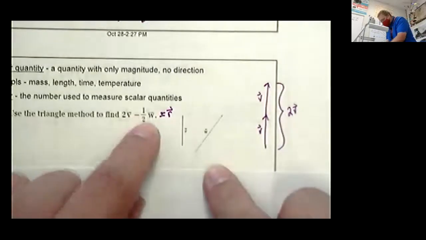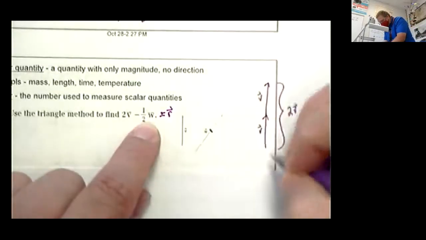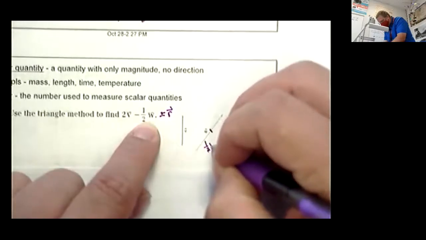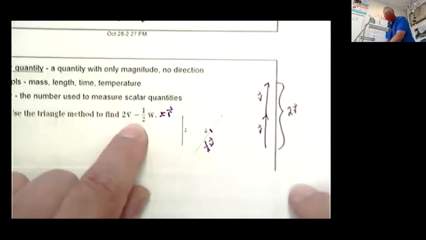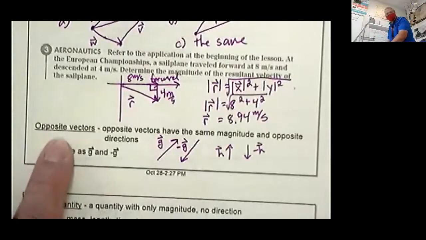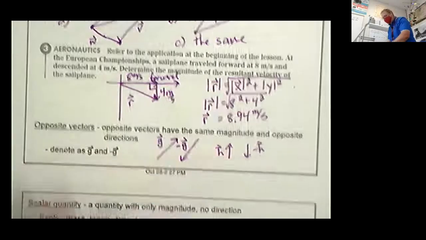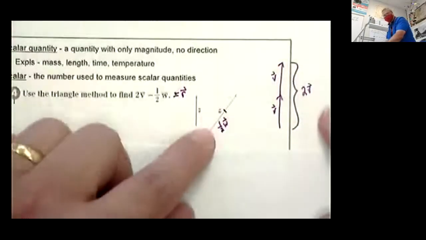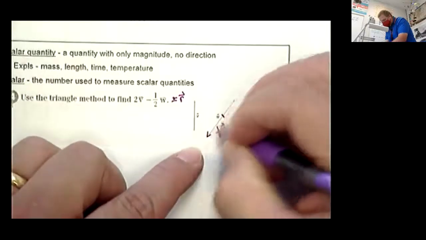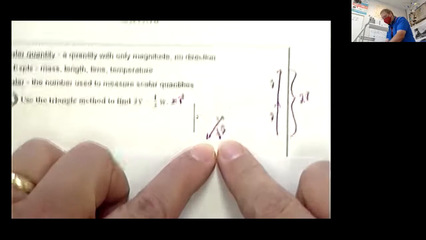Now I want half of w. So here's whole w. I want half of w. So here's 1/2 of w. But I want to subtract it. Well, how am I going to subtract a vector? Well, we're going to go back and do the opposite, because negative means we're just going in the opposite direction. So here, instead of going up to the right, we're going to come back down to the left. So there's my negative 1/2 w.